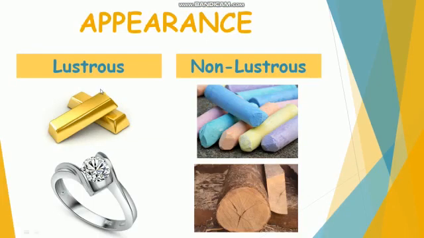Here are some pictures of lustrous and non-lustrous objects. Here you can see there is a gold bar which is shiny. Also a ring made of metal which is shiny. Whereas here is chalk which has a smooth surface but is not shiny. It is dull. The same with wood, which is dull and not shiny. So this is the difference between lustrous and non-lustrous.